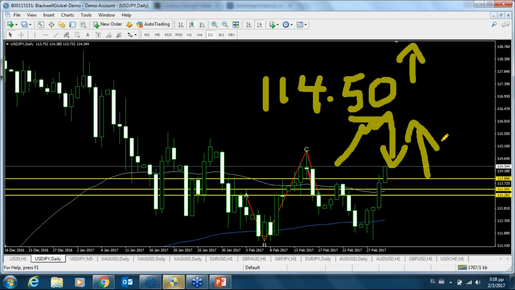An ideal area to exit the trade will be 10 pips before it reaches 50. And then you re-enter the trade again at 114.60 and above. That is usually the way we would deal with psychological numbers.